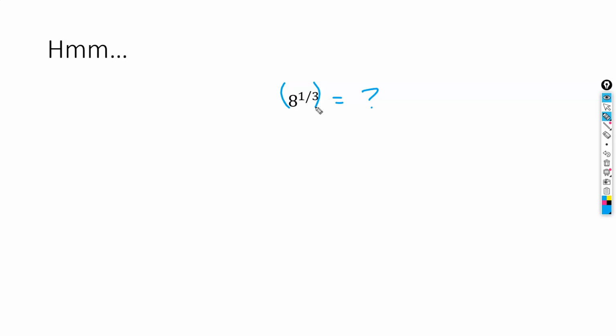Now the way that I can multiply that exponent by 3 is if I raise my whole expression here to the 3rd power. Okay, but since this is an equation now, I need to raise this side to the 3rd power also. So now if you do 3 times a 3rd, the 3's cancel, and you're basically left with just a 1, right? And that's 8 to the 1st power.